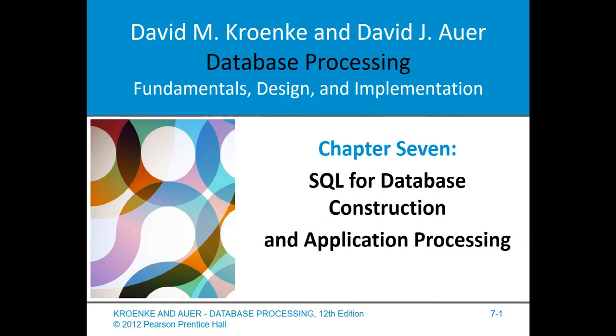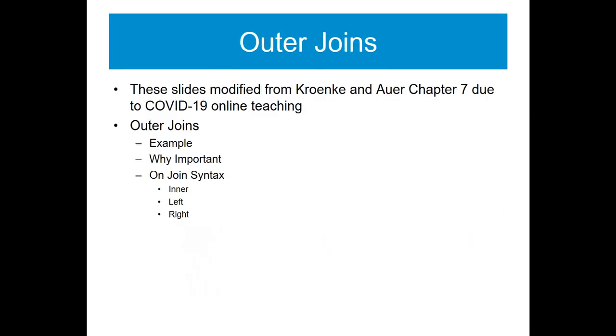Okay, so back to database. I'm in chapter 7 of the Chrome Key book. So I'm going to let you see the slides that he would have, but I've modified these quite a bit. Hopefully those will be fairly obvious.